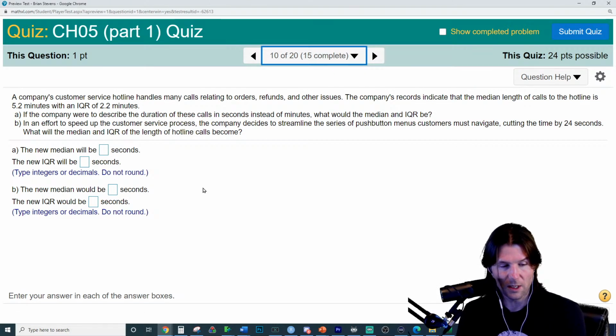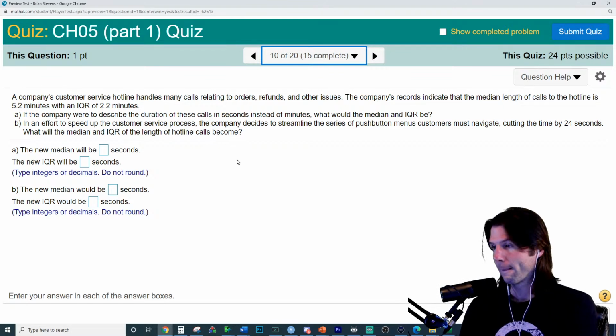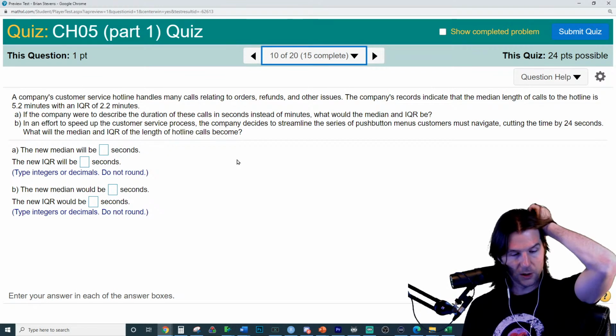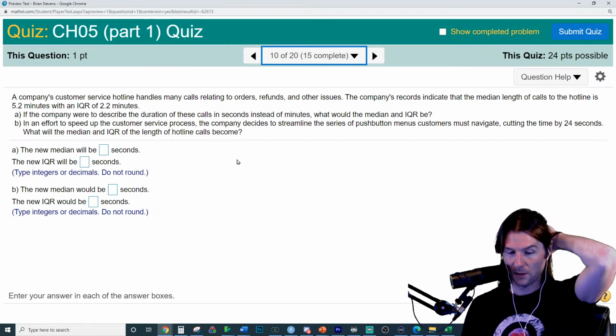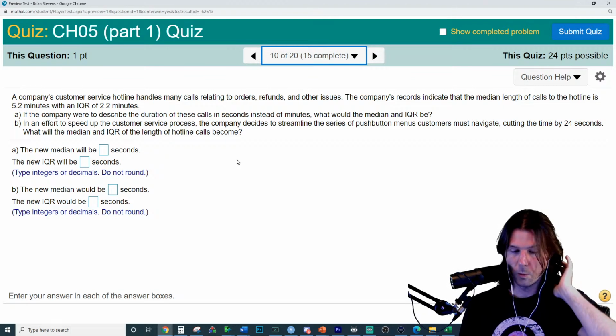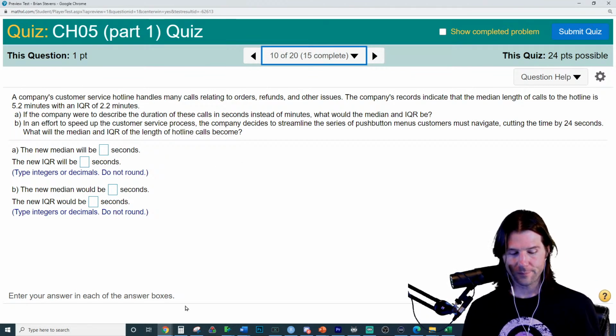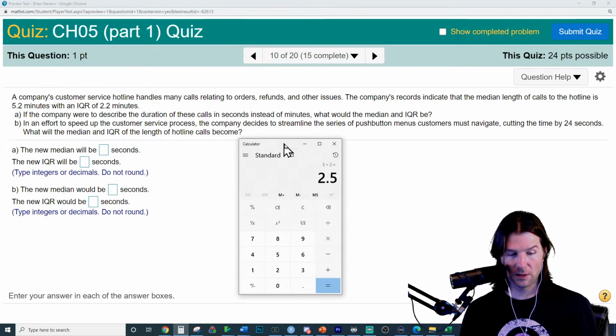A company's customer service hotline handles many calls relating to orders. The company's record indicates that the calls have on average this and this. This is a trickier one. If the company were to describe the duration of these calls in seconds instead of minutes, what would be the median and what would be the IQR? Okay, so we're just going to change these to seconds, right?